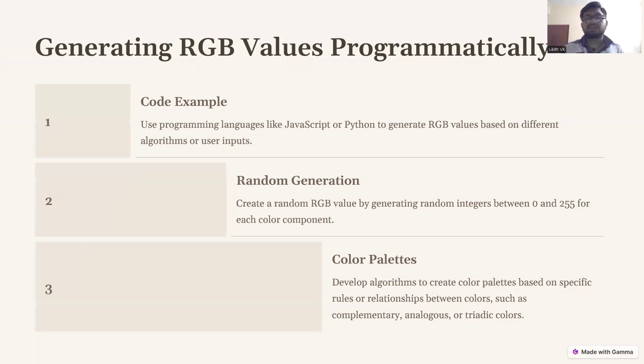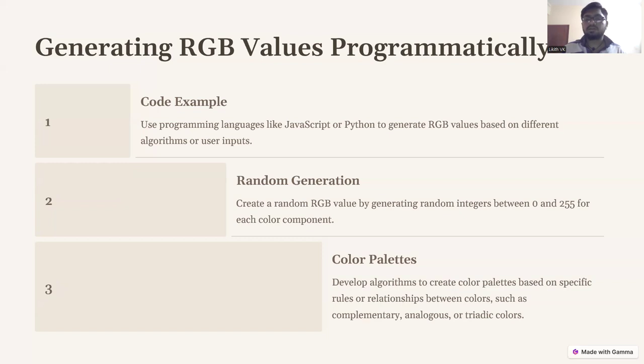Generating RGB values programmatically. Code example: using programming languages like JavaScript or Python to generate RGB values based on different algorithms or user inputs. Random generation: create a random RGB value by generating random integers between 0 and 255 for each color component. Color palettes: develop algorithms to create color palettes based on specific rules or relationships between colors, such as complementary, analogous, or triadic colors.